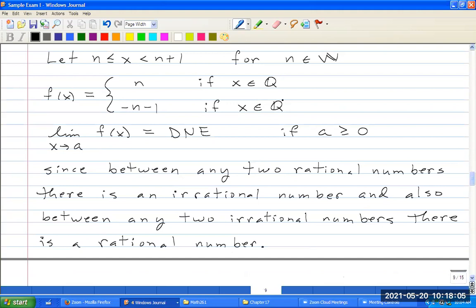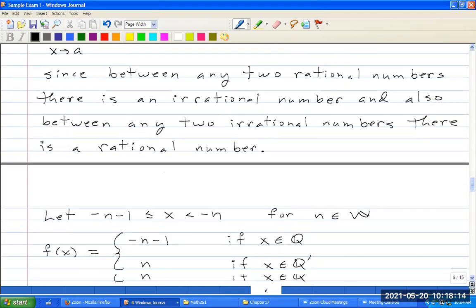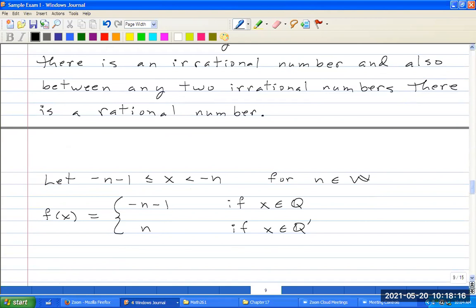Oops, that was a typo. Where was the irrational? That's it, I should have said irrational. So I can't quite combine these two into one formula, but almost.